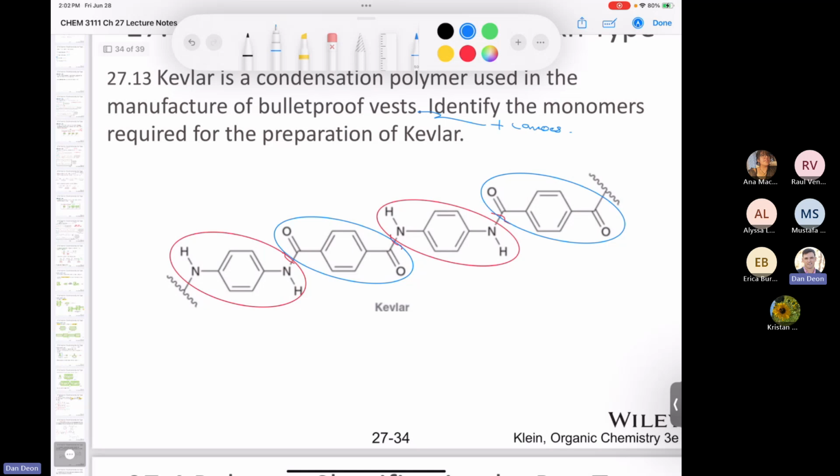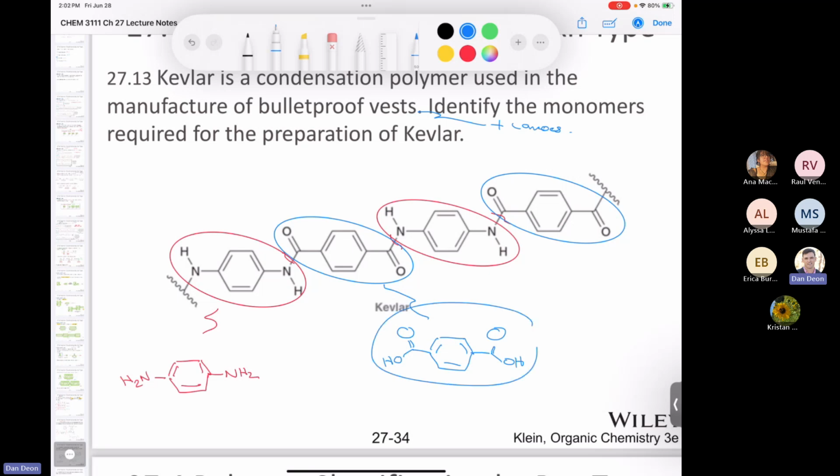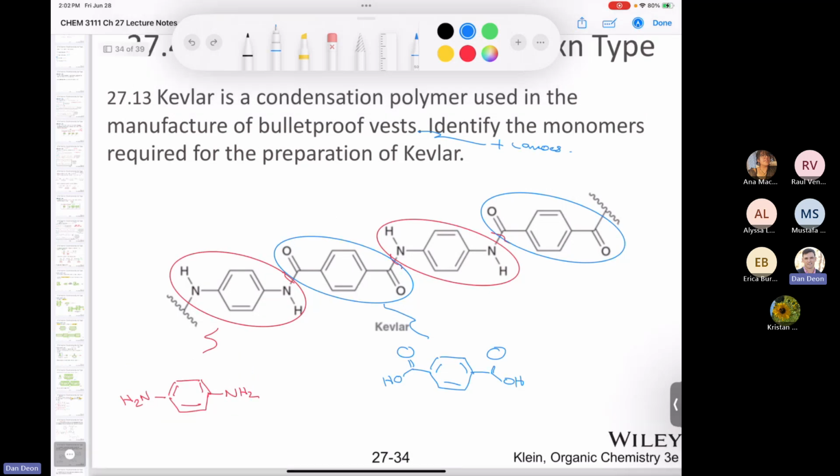So if we wanted to draw the monomers, let's do the amine first, I guess. That would be this. So we have our 6-membered ring, NH2, NH2. And then here we would have our dicarboxylic acid, which is going to look like that. And there you go. So this one here is terephthalic acid. And the one in red is called paraphenylene diamine, but the name isn't here nor there. It's just asking you to draw the monomers is all you would need to do.